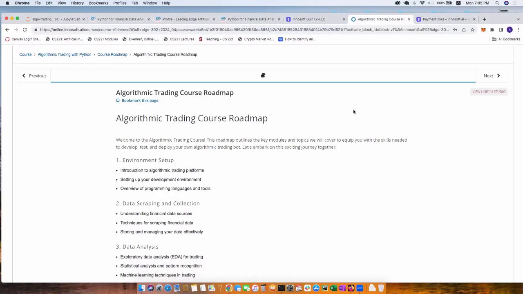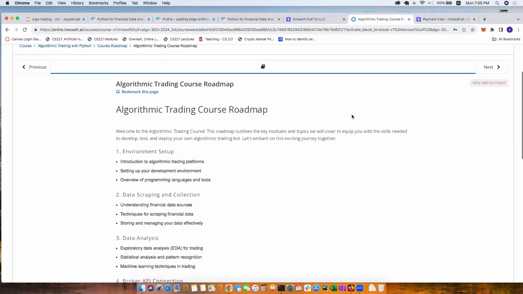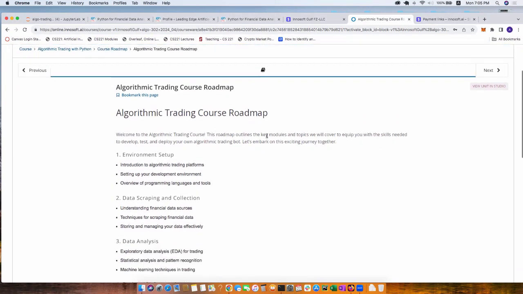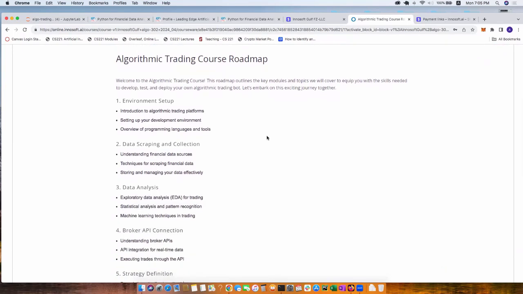Talk about algorithmic trading and financial data analysis, what do we really mean? So this is actually from our course. This is the learning management system we have, and this is a roadmap that basically outlines the modules that go into building an automated trading system.